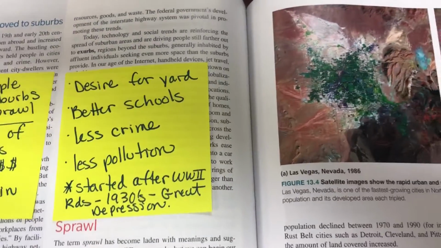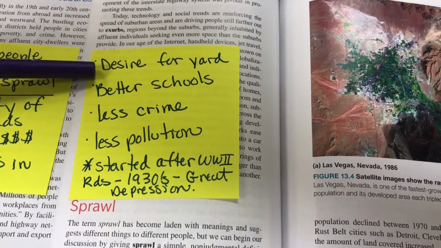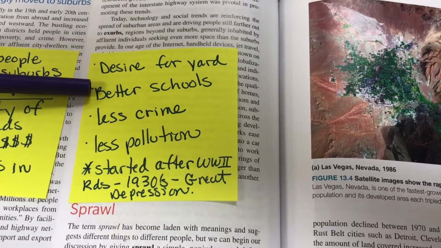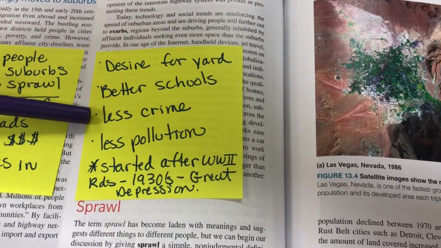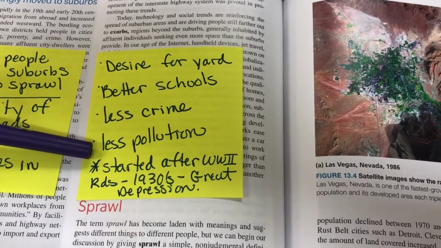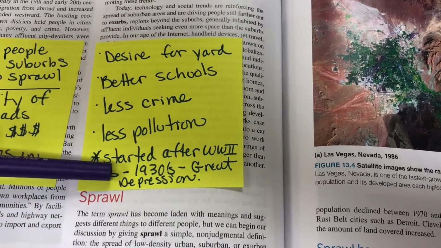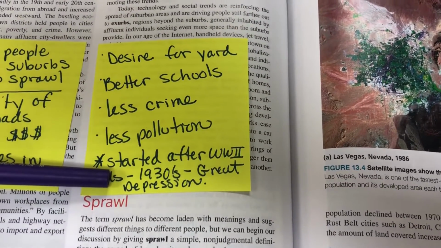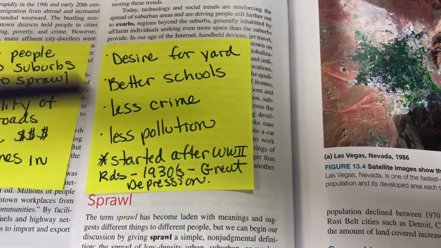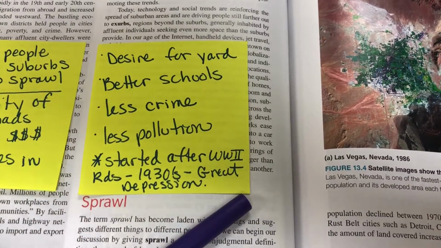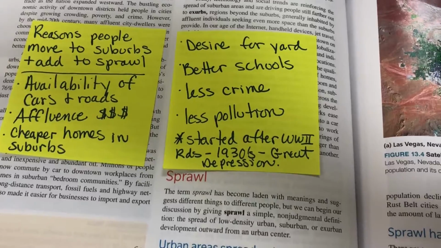Now, why did people move out of the cities to the suburbs in the first place? Desire for a yard, to have their own private green space. Traditionally, your grade schools are better, so your high schools, your elementary schools. There's less crime, less pollution, and a lot of this all started after World War II. The roads were built in the 1930s during the Great Depression. Cars were readily available by this point. So again, it was the rich who were able to purchase these cars, obviously, because we were during the Great Depression. But this is what started all this move to the suburbs.